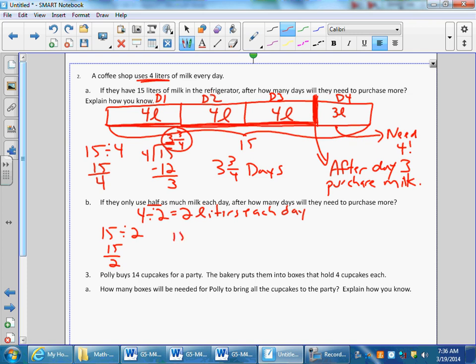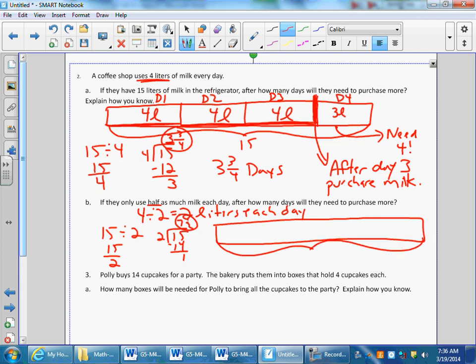Or standard algorithm of 15 divided by 2 is 7. 1 left over, 1/2. So I'm thinking 7.5 days is what I could get by on my 15 liters of milk. To draw the picture will help me to think it through all the way. Okay, my draw is 15. Okay, take 2, which in my standard algorithm, I see that I'm going to need 7.5.